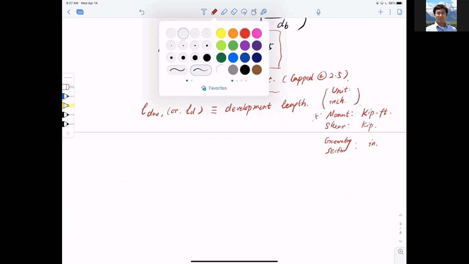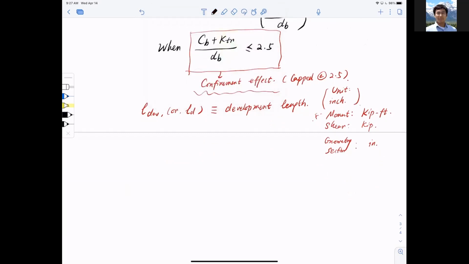Anyway, let me go back to this. This is the definition of development length, and db is the bar diameter, but note that this is the bar being embedded inside the concrete, again in inches. Now lambda indicates whether it is normal weight concrete or not. 1.0 is for normal weight, and 0.75 is for lightweight.